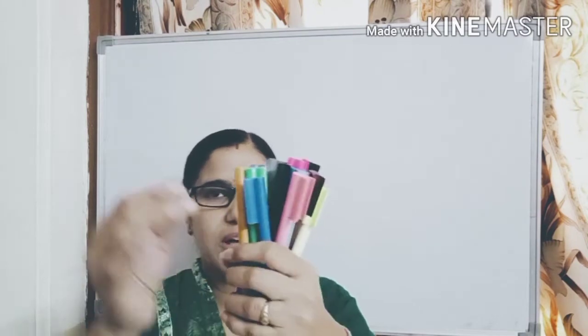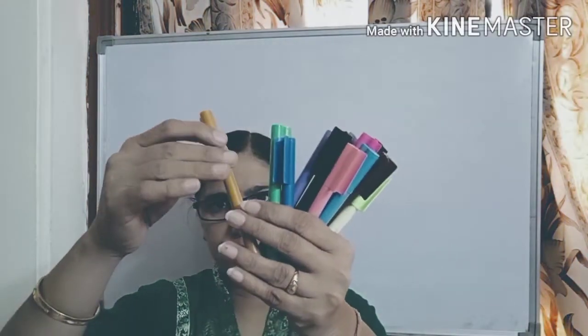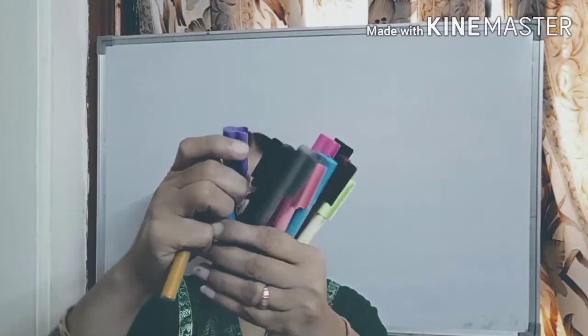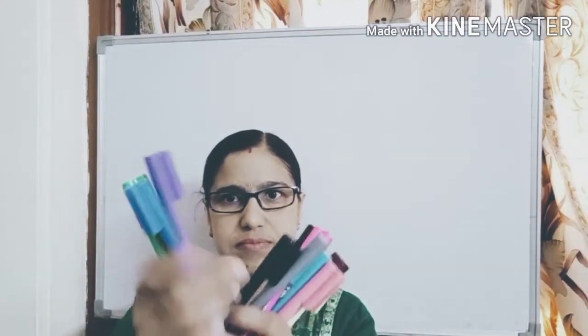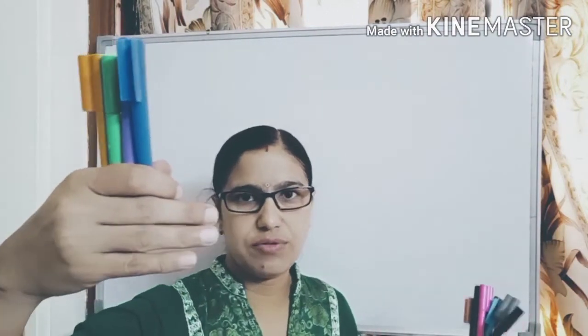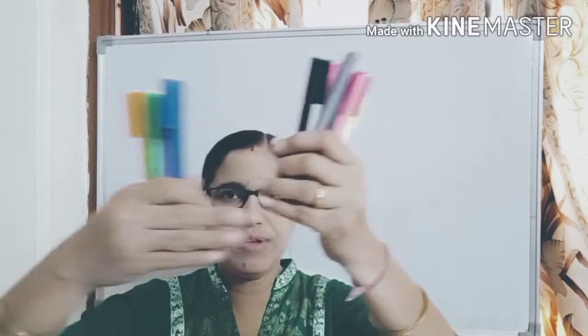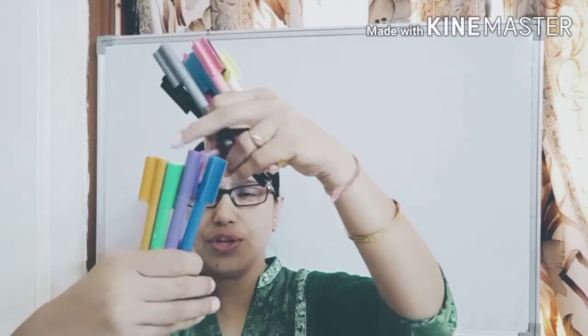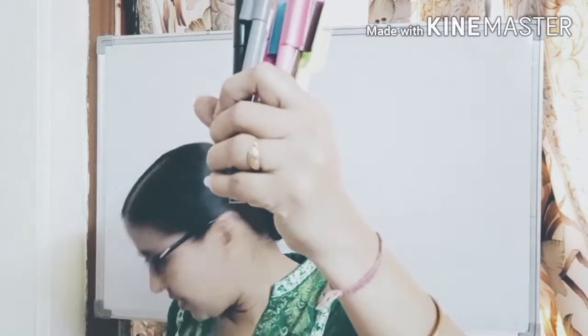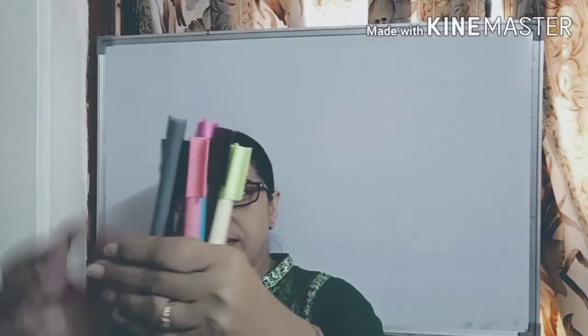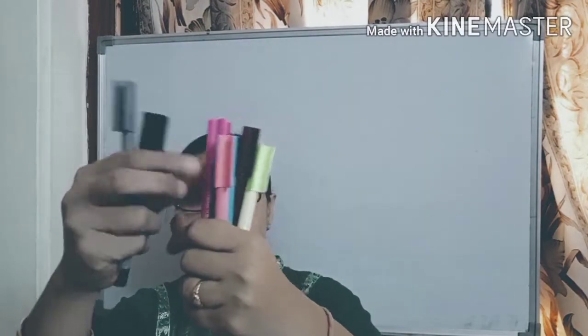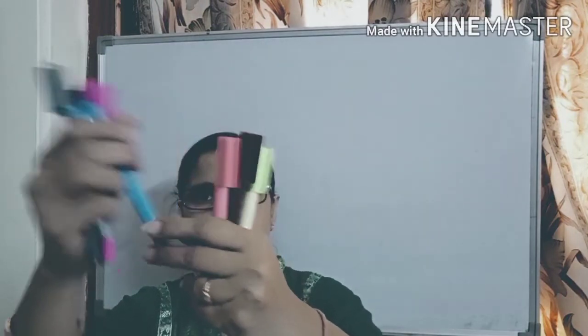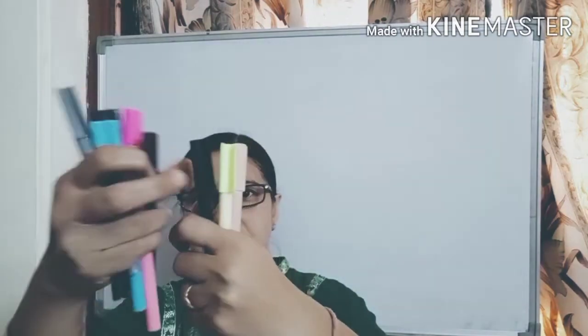Now what am I going to do? See it. I am taking out some sketches from these. Earlier how many were there? 13. And how many did I take out? 1, 2, 3, 4. Then how many are left in my hands? 1, 2, 3, 4, 5, 6, 7, 8, 9.